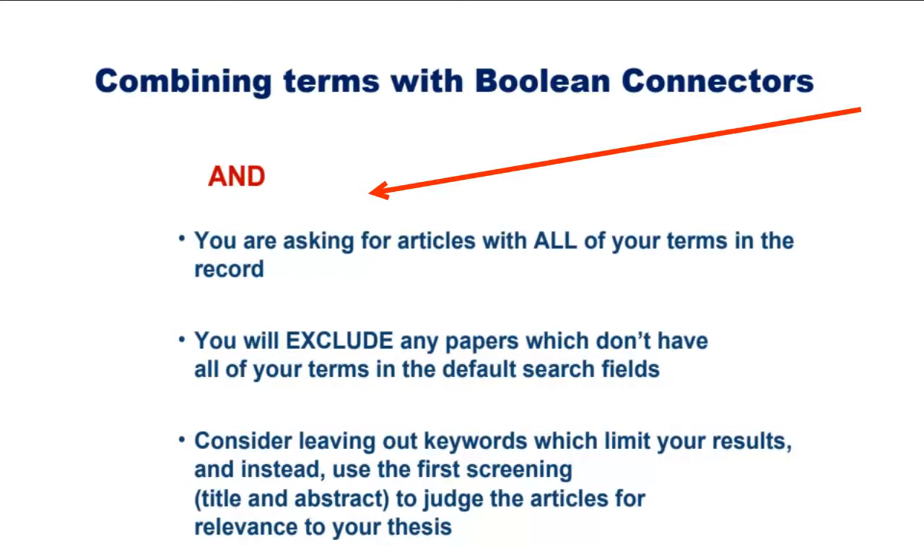So as you know, AND is basically a condition that you are putting in. You're asking for all articles with all of your terms in the record. So AND is like a condition. Only those articles will be selected which meet this AND condition. By putting this word AND, you will exclude any papers which don't have all of the terms in your default search strings.